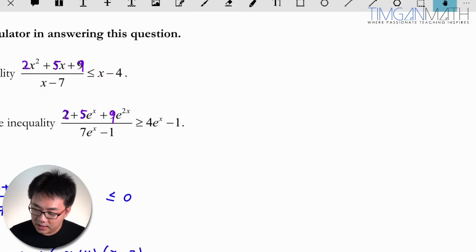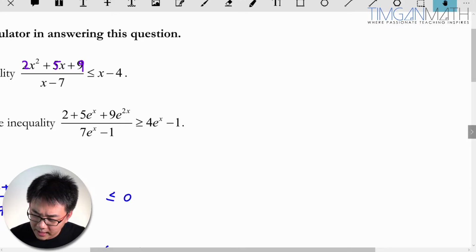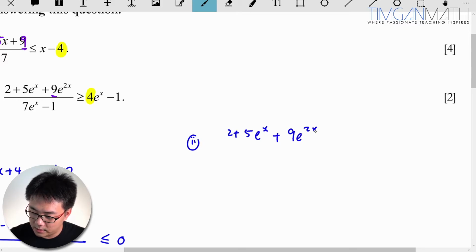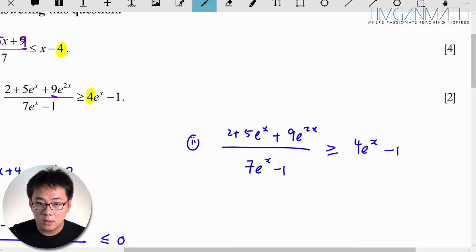Typically, what will happen is this 9, just make sure that it's a constant, because what your goal now is to change this to a 9. Just make it a 9 because this is a 9. The constant usually won't change. Okay, so for example, the constant here is 4, so you need to make this a constant. So this e^x needs to be detached from both sides. So what I'm going to do is, from the second part, take 2 plus 5 e^x plus 9 e^2x over 7 e^x minus 1 bigger than or equal to 4 e^x minus 1. Okay, so that's one part there.